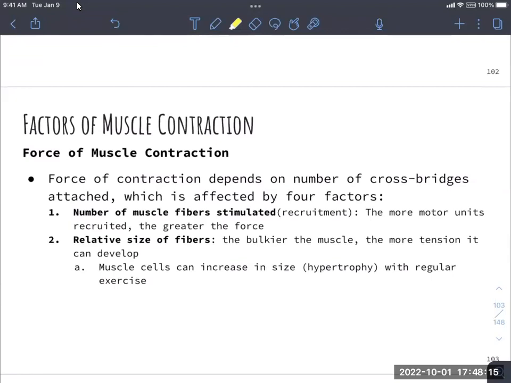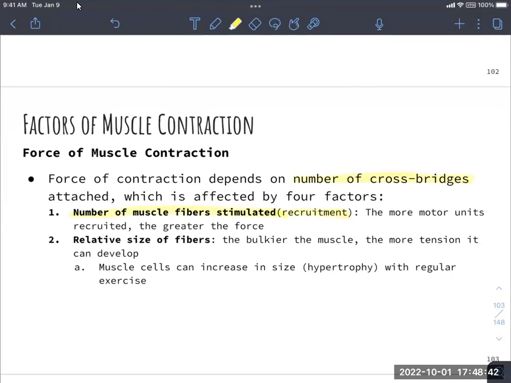So the force of a contraction is going to depend on the number of cross bridges that are formed. And that's affected by 4 factors. So how many muscle fibers are being stimulated? That has to do with recruitment. The more muscle units that are being recruited, the greater the force, as we've mentioned before.